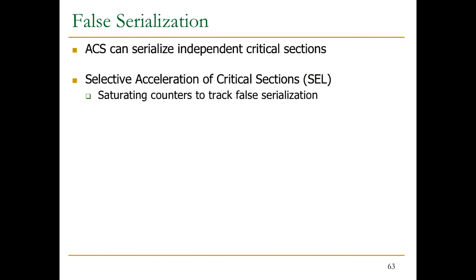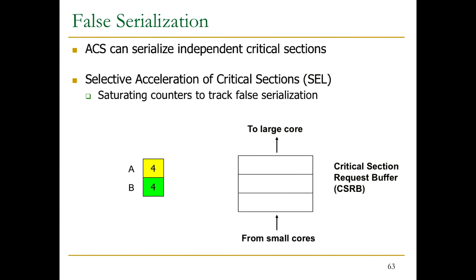So the solution in this paper is reactive. Basically, you selectively accelerate critical sections. Let's take a look at that. You keep track of false serialization, and if it's happening a lot for a critical section, you tell the small core, don't send me the critical section. Right? So let's take a look at this. That's why it's a reactive solution.